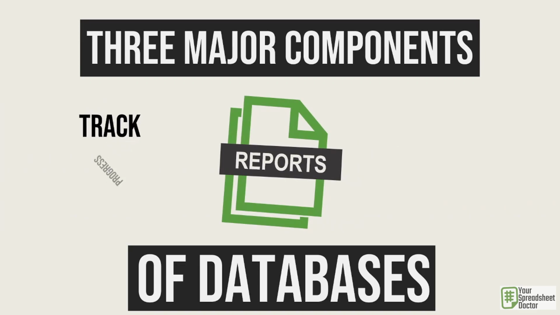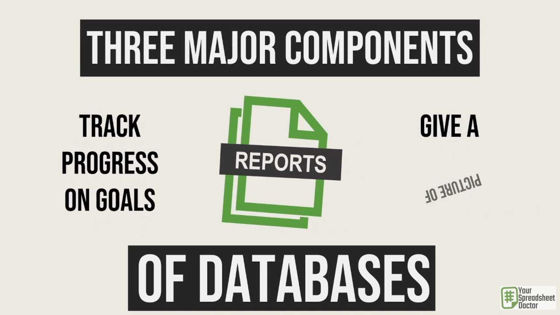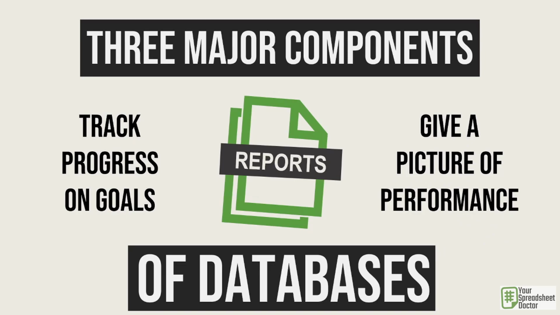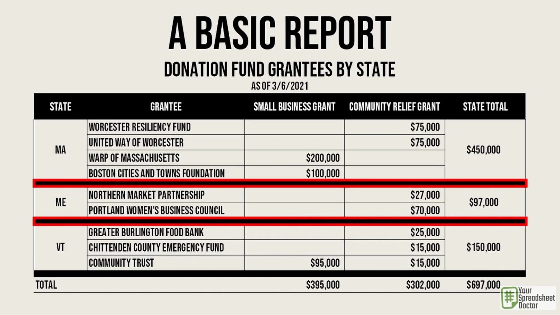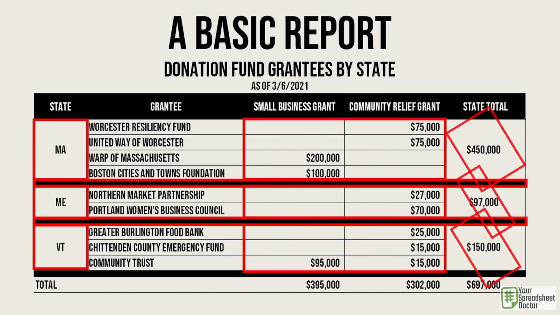Often reports include charts and graphs to track progress on a goal or give an overall picture of performance. Reports are specifically designed to be readable and quickly digestible. This report is a straightforward format that might make sense for a manager who is interested in how much grant money an organization has given out by state. First, we've got blank rows with black fill that separates state grouping sections that have merged cells. And then we've got item totals and merged cells that give us state totals.